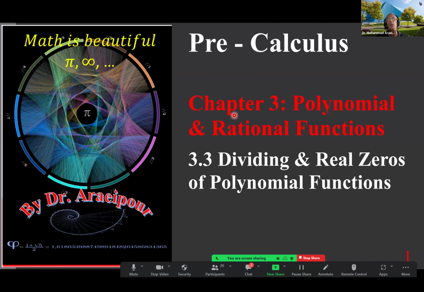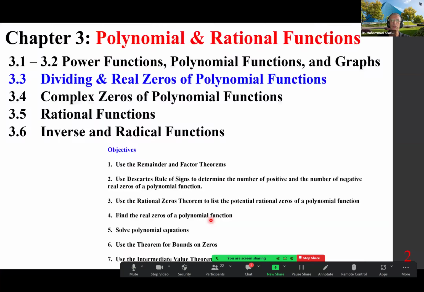Good morning, class. We are looking at chapter 3, polynomial and rational functions. Here's section 3.3, dividing and real zeros of polynomial functions. So we covered power functions, polynomial functions, and graphs. We're going to look at dividing and real zeros of polynomial functions. The following sections are complex zeros of polynomial functions, rational functions, and inverse and radical functions.